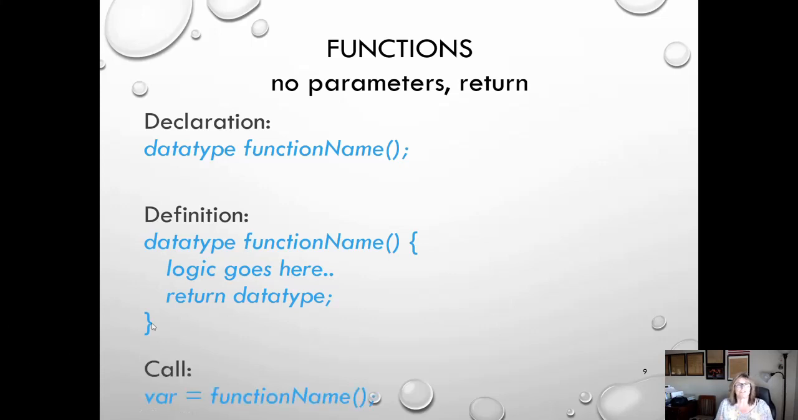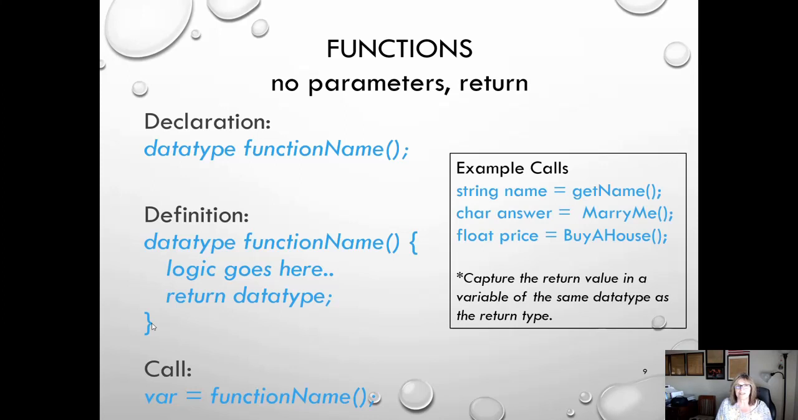If my function is attempting to return something to me, it's a really good idea to capture the return value in a variable of that same data type. So here are some examples of calls that we might make. The first one is I have a variable called string name. Obviously getName is returning to me a string value. The same with the char answer and the float price. We always want to capture the return value in a variable of the same data type that is being returned.